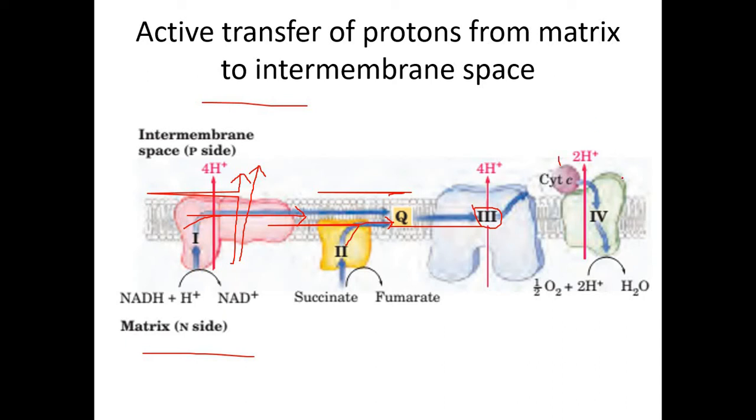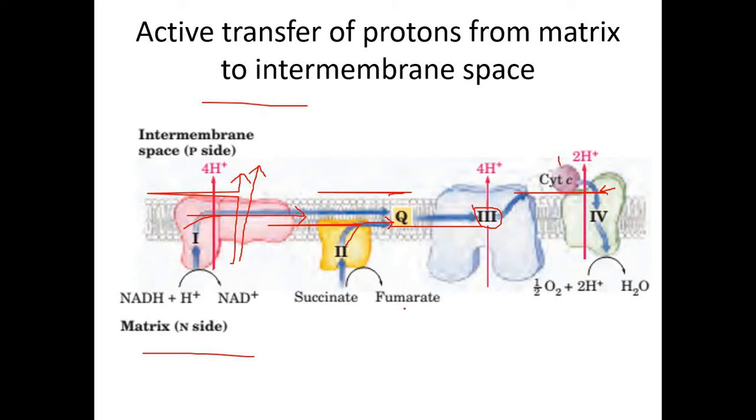And then the same thing occurs in the case of complex 4. Complex 4 transfers electrons passively from cytochrome C to oxygen, and this passive transport releases energy, and this energy will be used by complex 4 to actively transport 2 protons to the intermembrane space.